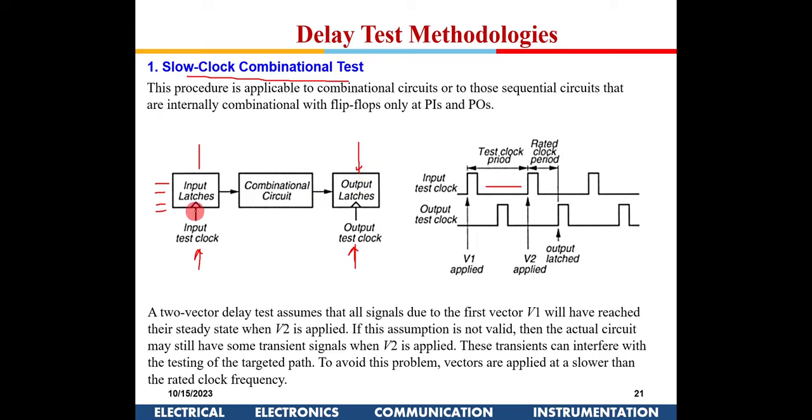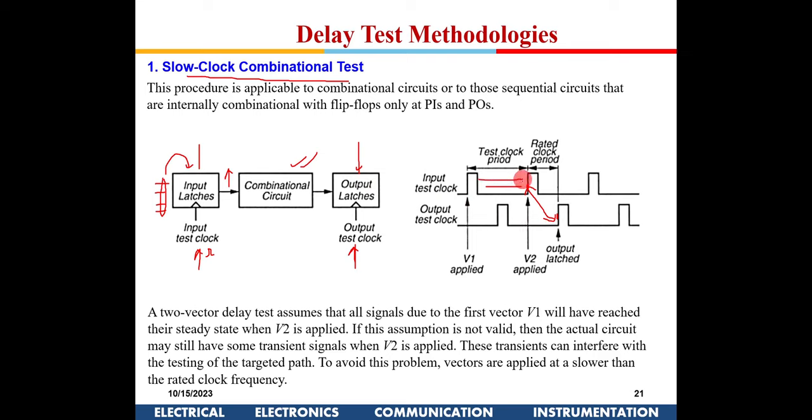Then I give the next test vector, and I give the clock signal again here. So this test vector will now be captured here. Whatever the input transition is occurring here, from this edge till this edge, when the output will be captured, this will be the actual nominal rated clock. It will be captured here. Within this period, the data needs to settle and meet the timing constraint. Then I can say this doesn't have any delay.